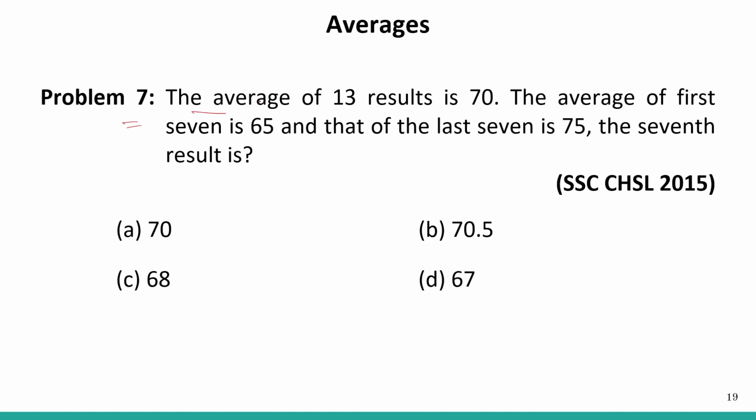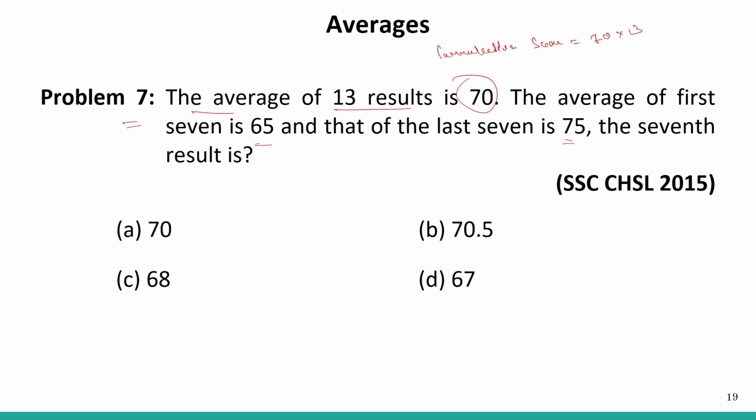So let's go forward with problem number 7. So the average of 13 results is actually 70. So cumulative score is equal to 70 into 13, right? So the average of the first 7 is 65 and that of the last 7 is 75. So the 7th result is what?